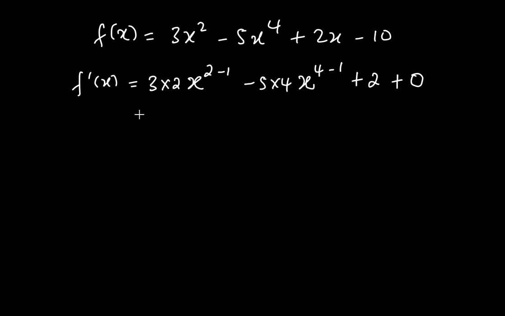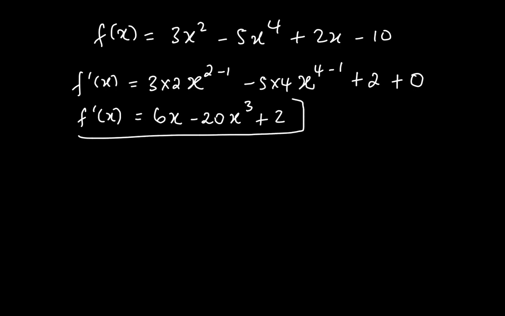All right, so now I simplify. 3 times 2 is 6, and then I have x. 2 minus 1 is just 1, right? Negative 5 times 4 is negative 20, and then I have x. 4 minus 1 is what? Is 3. Then I have plus 2 there. Then this is the derivative of f, right? So this one here would be the derivative of f. Pretty nice, isn't it? Let's give you a second example.